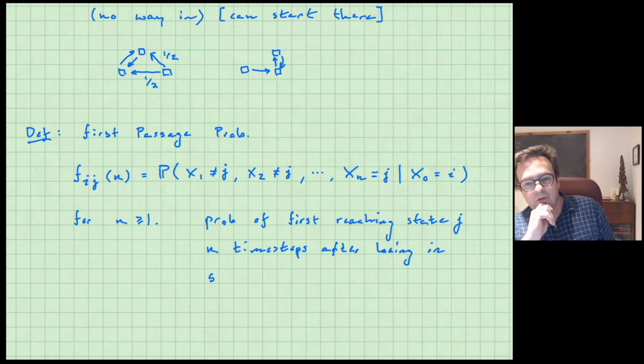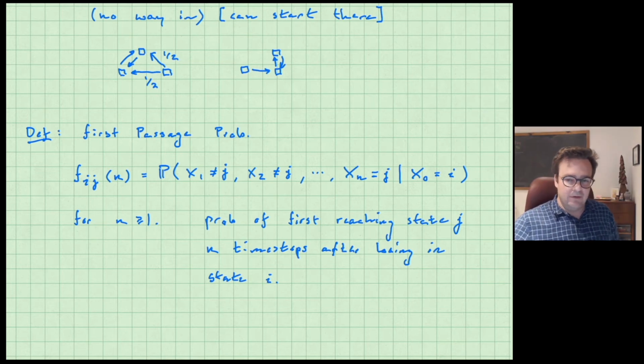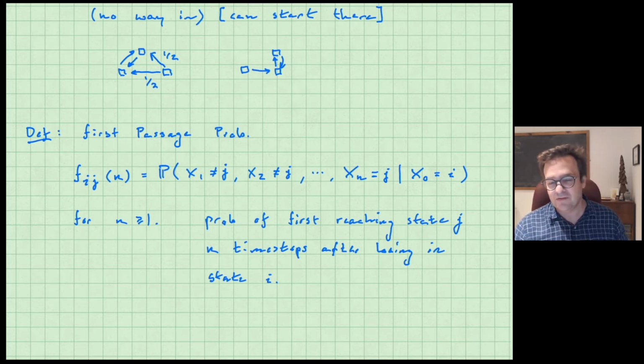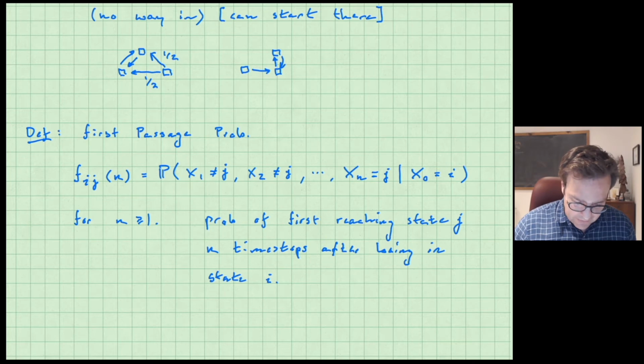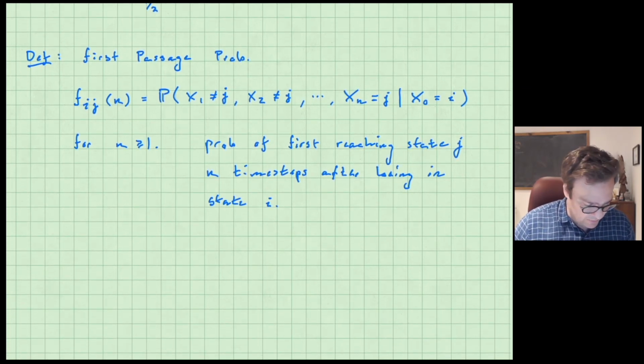Right? So it means you start off in state I, and then you wander around, and then eventually you hit state J. That's the sequence we're interested in, and we're talking about the probability that that happens in n steps, right? So you don't reach state J until n time steps after the starting one. Okay, and that's the first passage probability. There's a special version of that.